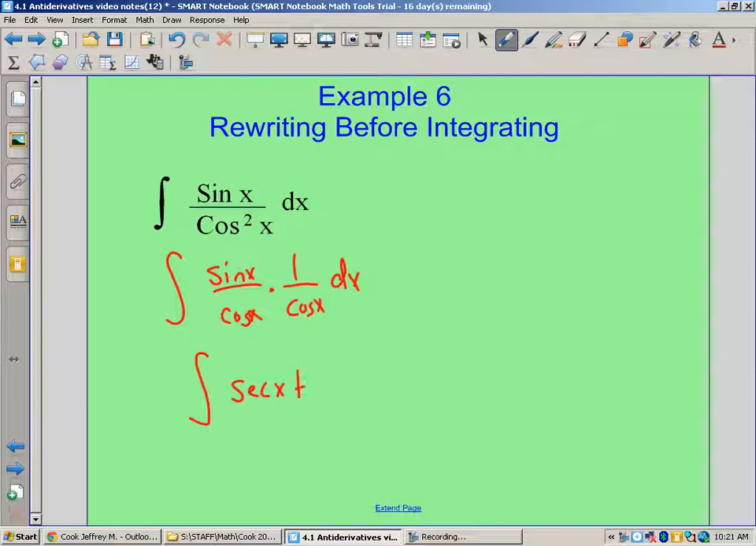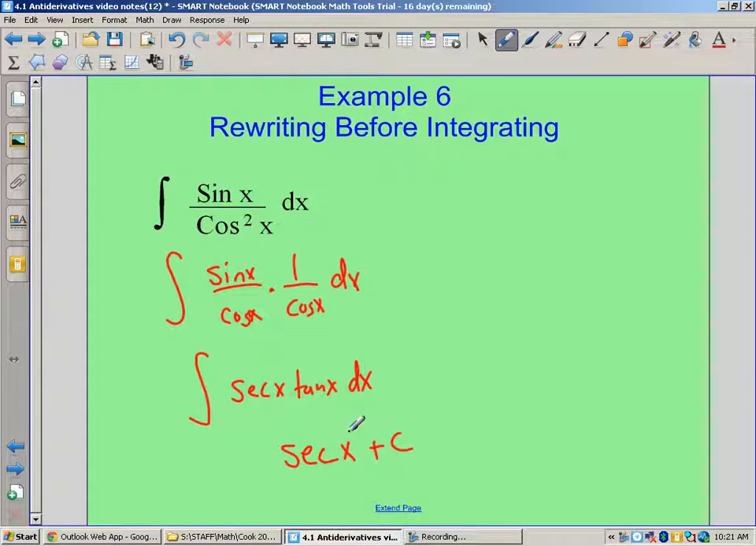Now, when I have to do an antidifferentiation of a trig function, I have to think back to what did I differentiate to get to this point. And I have to think, well, what did I differentiate to get to secant tangent? And if I remember my rules from differentiation, that secant tangent came about when I differentiated secant. So this becomes secant x, and it's just plus a constant. So there's my final answer for this problem.